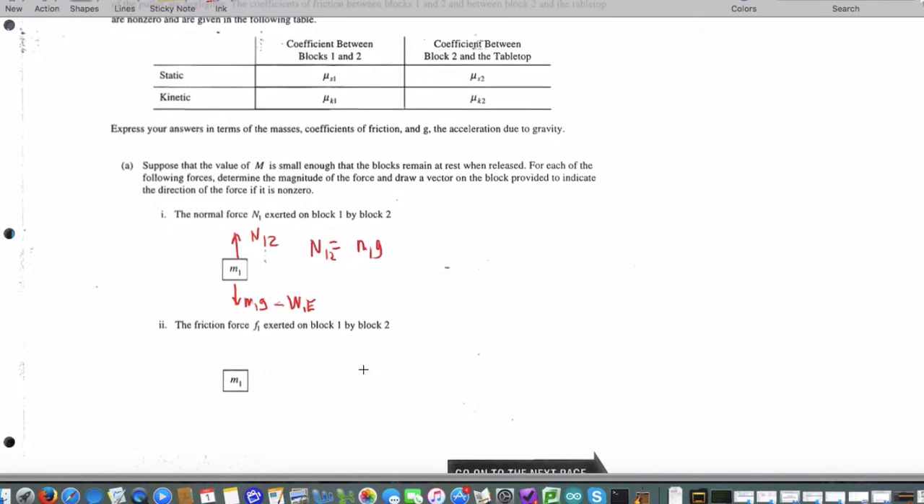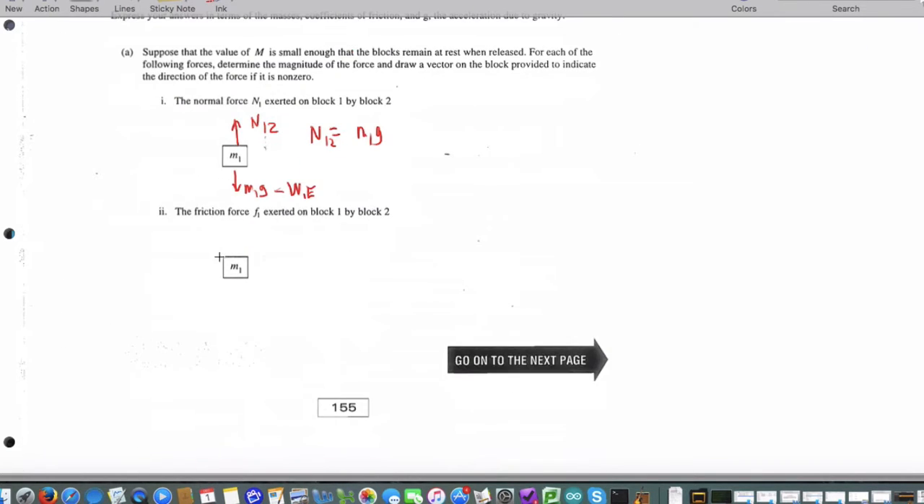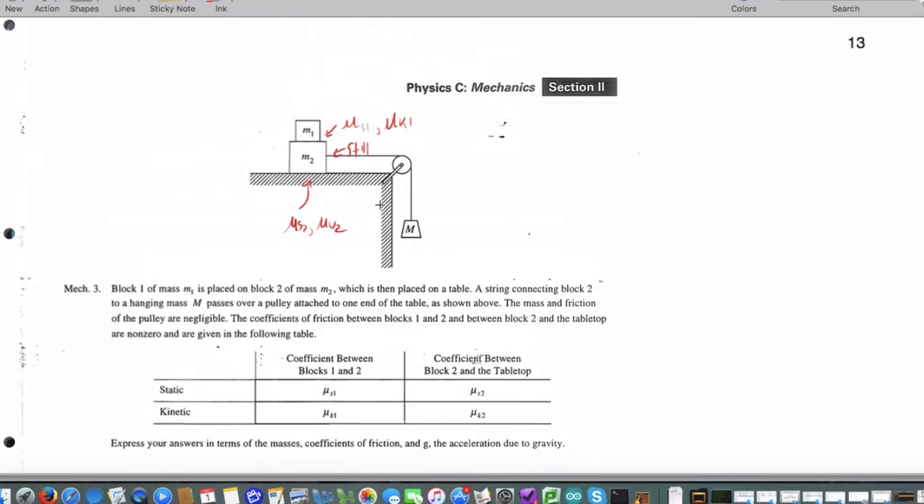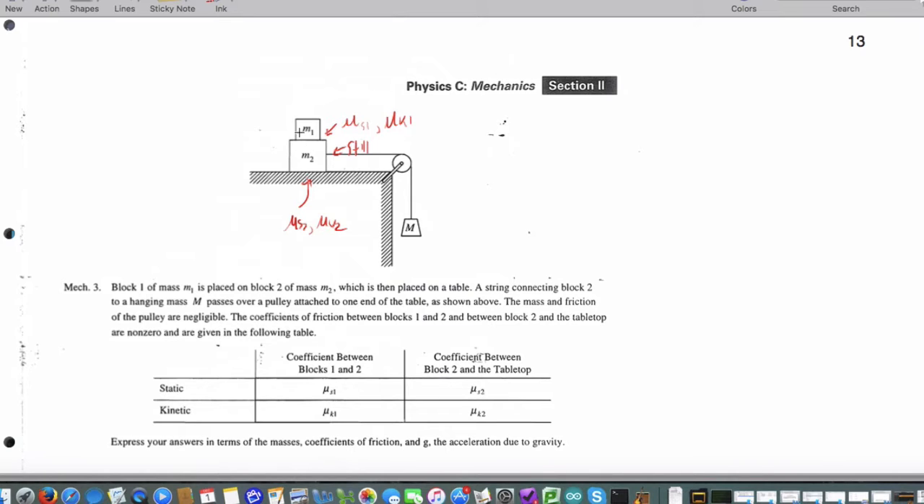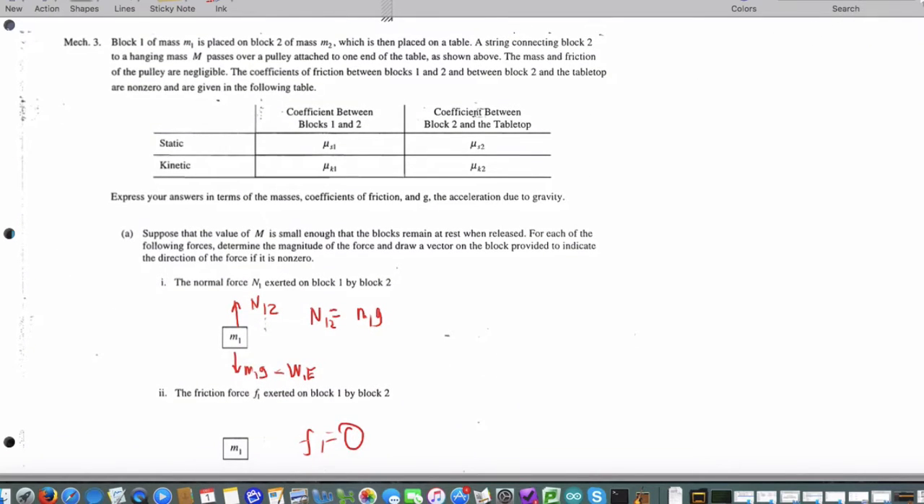Now here, this is an interesting thing, because since M is pulling M2 and this sits still, there's nothing trying to move M1, so it turns out F1 is actually 0. This is sitting still, so there's no push or pull on M1 at all. It's not grabbing M1 at all from underneath.